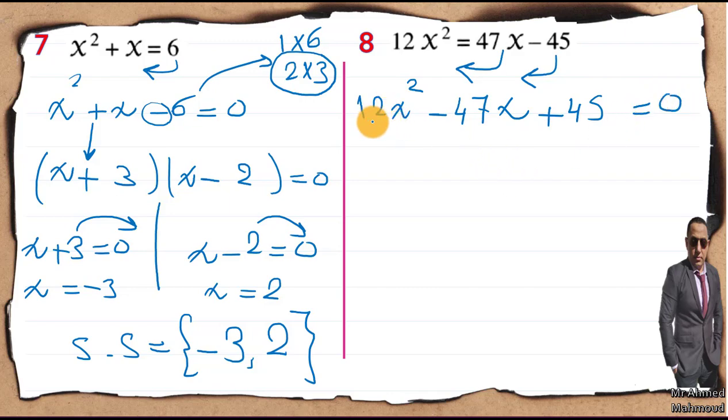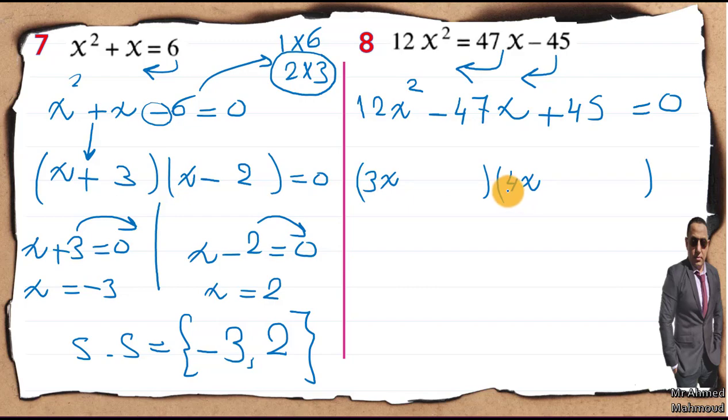Now 12, 47 and 45, they don't have a common factor, so I have to factorize by using the means and extremes. 12 equal 1 times 12, 2 times 6, and 3 times 4. I'm going to start with 3 times 4, 3x and 4x.